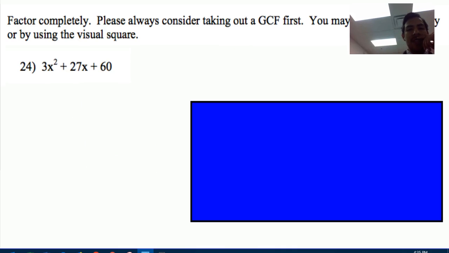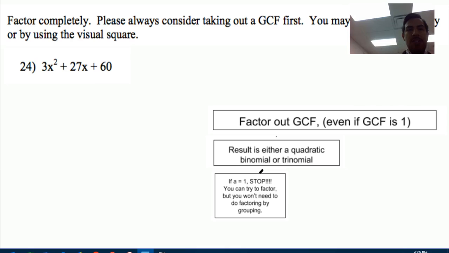Number 24: 3x squared plus 27x plus 60. So if you haven't thought about it, please do first. And it looks like we should factor out the GCF. And after you factor out the GCF, let's see what we get.